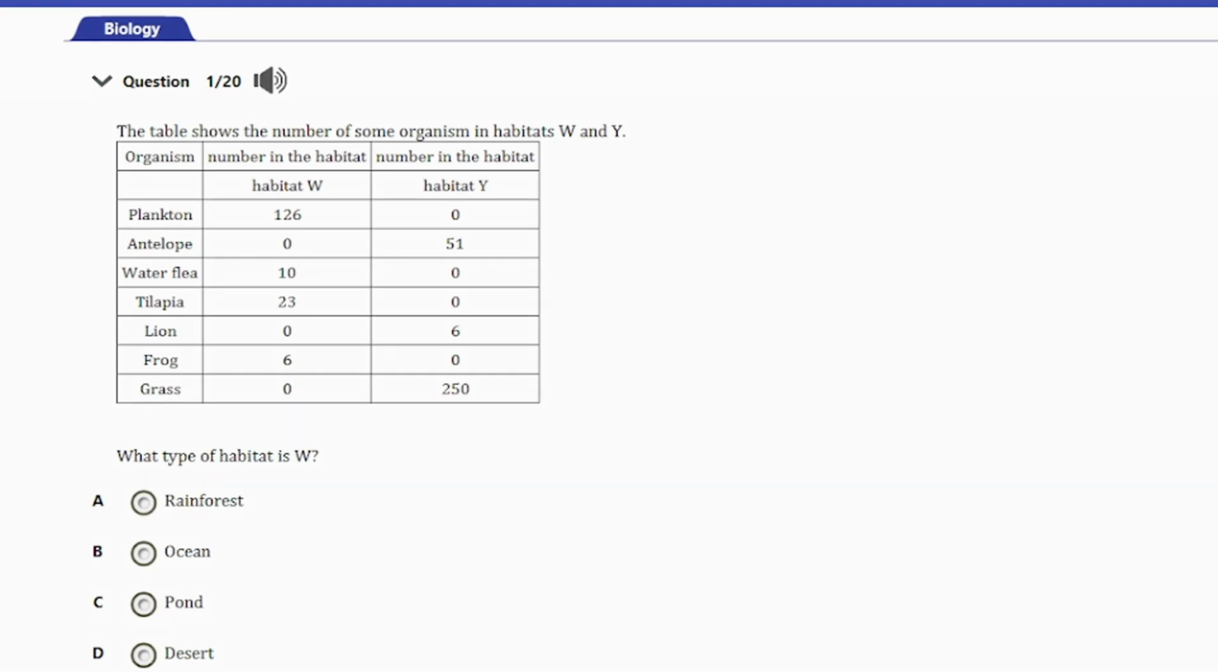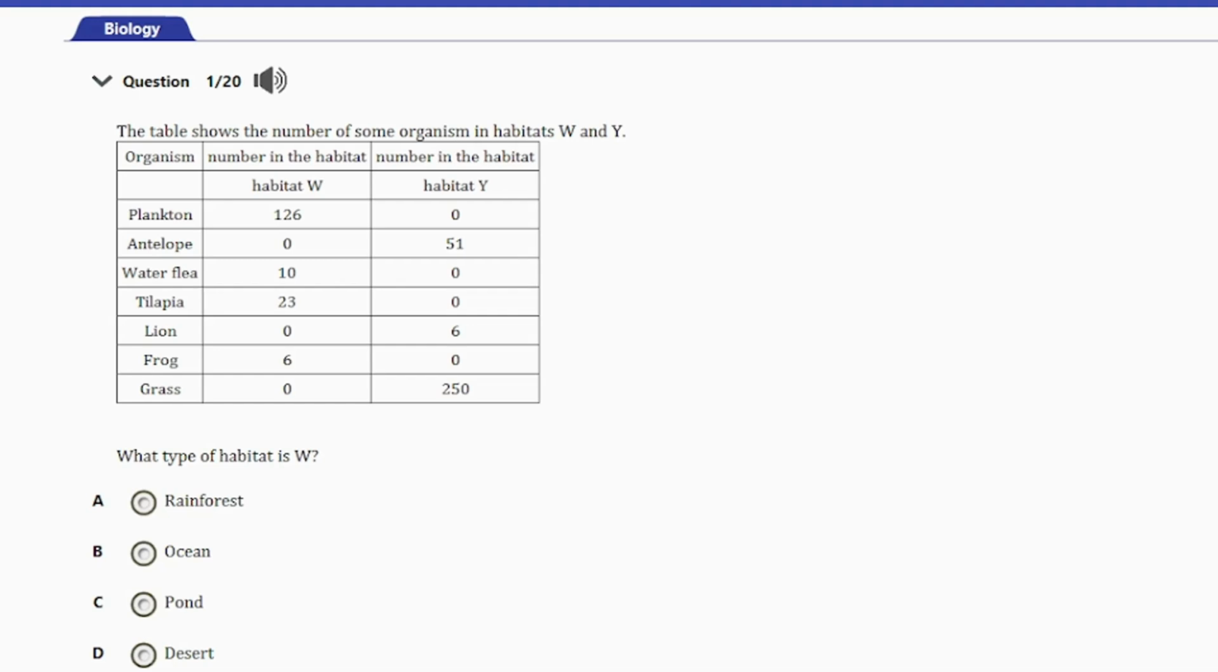In today's video on our WAEC biology exam revision series, we have these questions to answer on the topic basic ecological concepts. This video will be about habitats, so ensure you stay to the end of this video. For our number one question, we have this table, and the table shows the number of organisms in habitats W and Y.